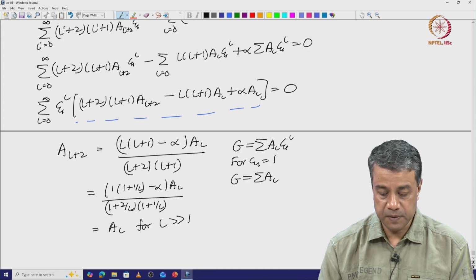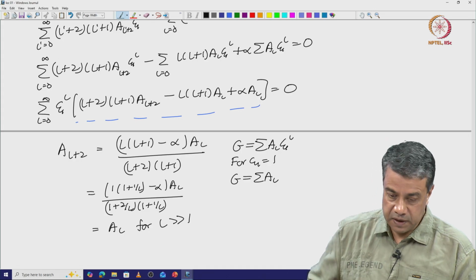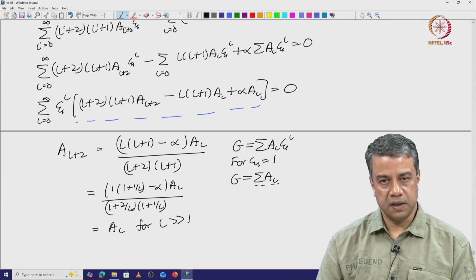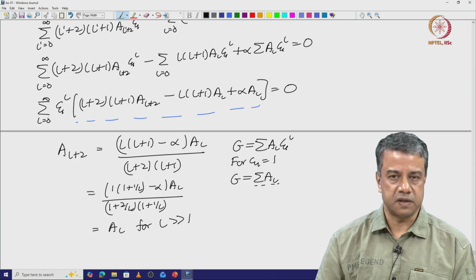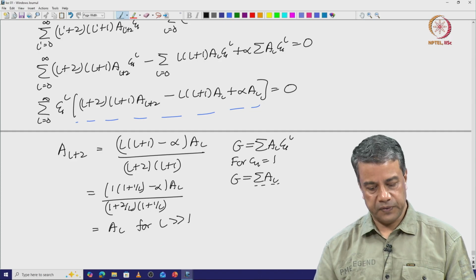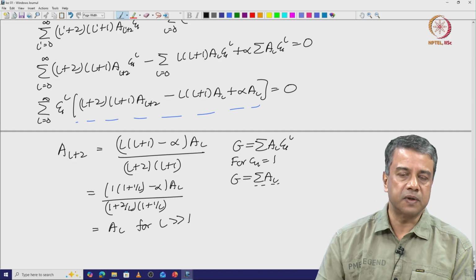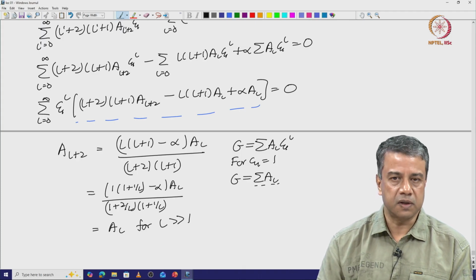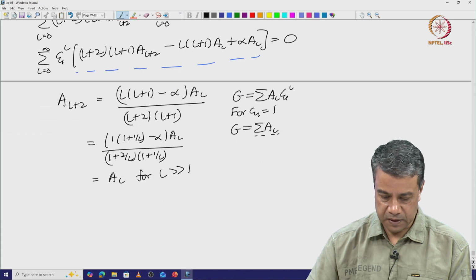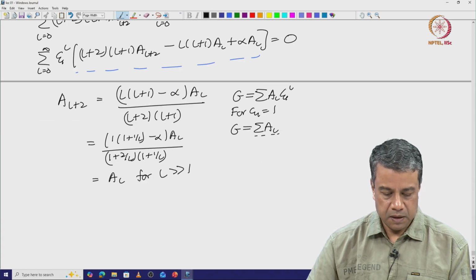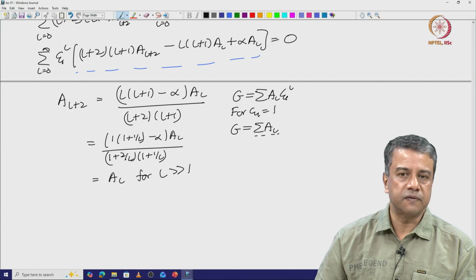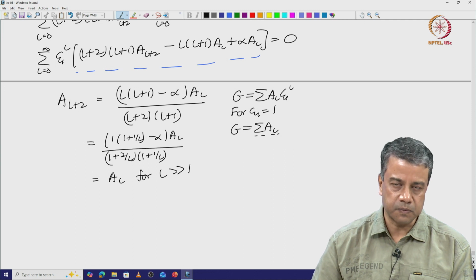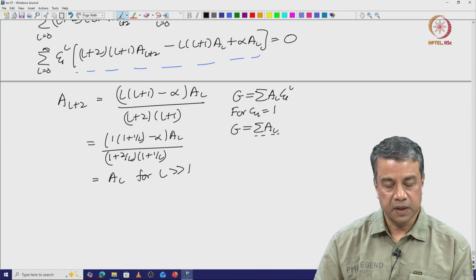And clearly, if A L plus 2 is equal to A L, that means I have a series in which all the terms are equal, and therefore, this series does not converge at psi is equal to plus 1 or minus 1, depending upon whether the terms are alternating or of the same sign. And therefore, the temperature field is not well defined at theta is equal to 0, cos theta is 1, or theta is equal to pi, cos theta is equal to minus 1, with this series.